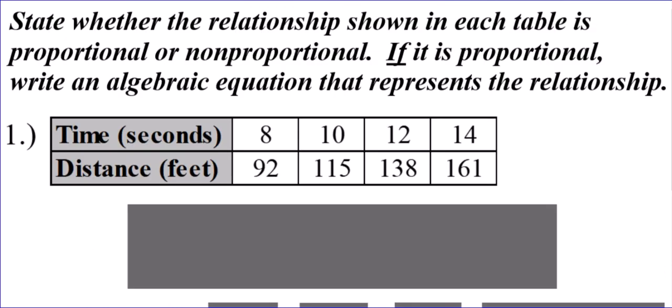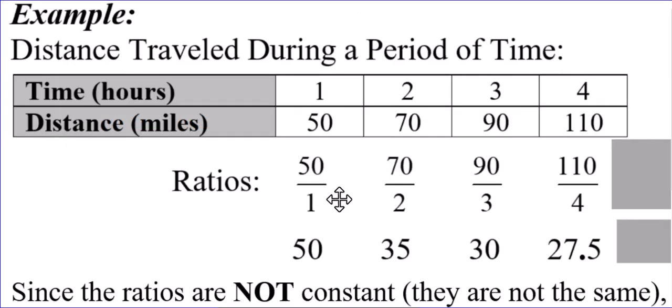All right, let's have you try some problems on your own. You've already seen 3 examples done for you where the first 2 were proportional because the ratio was always the same, but the last one was not because when we divided, the ratios were different. So you're going to try numbers 1, 2, and 3 on your own. The directions say, state whether the relationship shown in each table is proportional or non-proportional. Now you need to show the work. I want to see the fractions that you are setting up, just like I did on the previous problems.